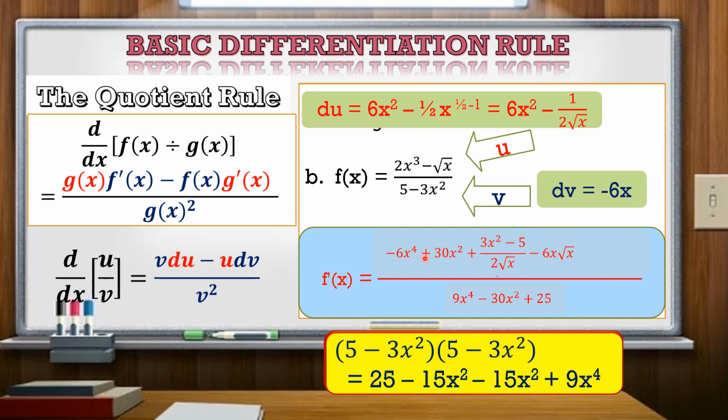Okay? Therefore, the final answer is, ito, this is the derivative of your function, negative 6x to the 4th power, plus 30x squared, plus 3x squared minus 5 over 2 square root of x minus 6x square root of x over 9x to the 4th power minus 30x squared plus 25. And that is the final answer. Pwede pa natin pagsamahin if you want. Okay, pwede nating pagsamahin. Ito, yung x squared, itataas natin yung square root of x. Pwede din, that resulting to, ito. Ito na yung pinaka-final answer.